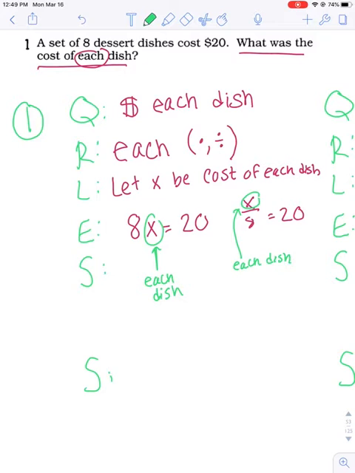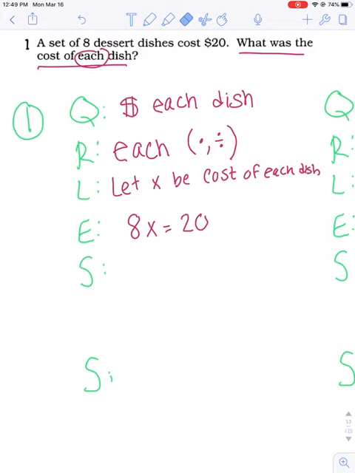So in the first equation, we're saying take the cost of one dish and multiply it by 8, and then that'll equal the total cost of $20. In the second equation, we're saying take the cost of each dish and divide it by 8, and that'll equal the cost of $20. Well, it wouldn't really make any sense to take the cost of each dish, one dish, and divide it by 8. It makes more sense to take the cost of each dish and multiply it by 8. So that equation makes more sense.